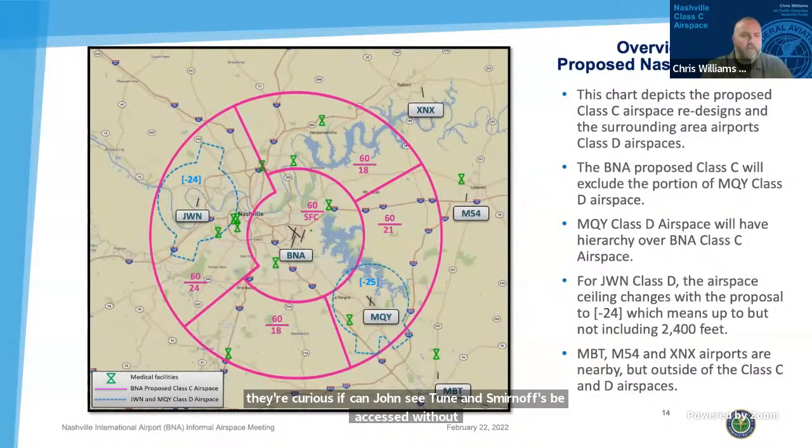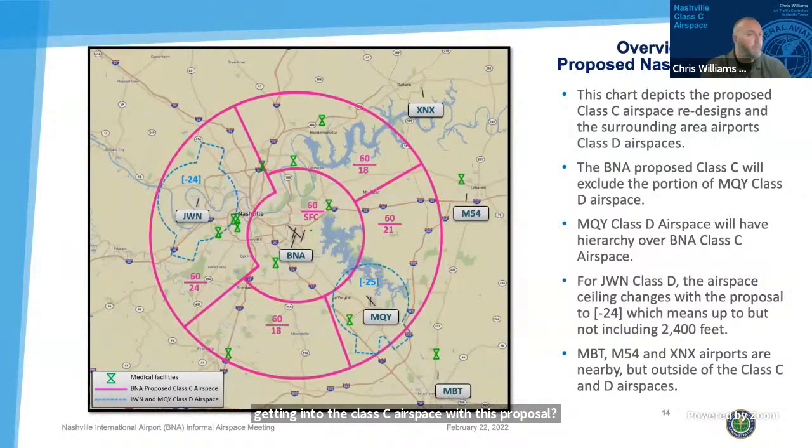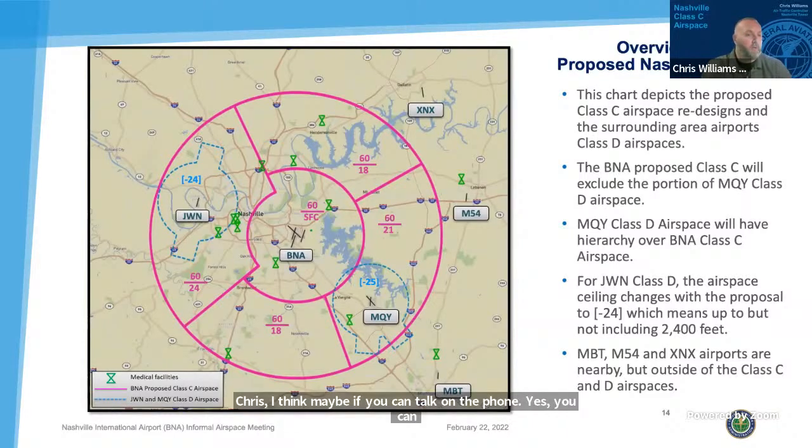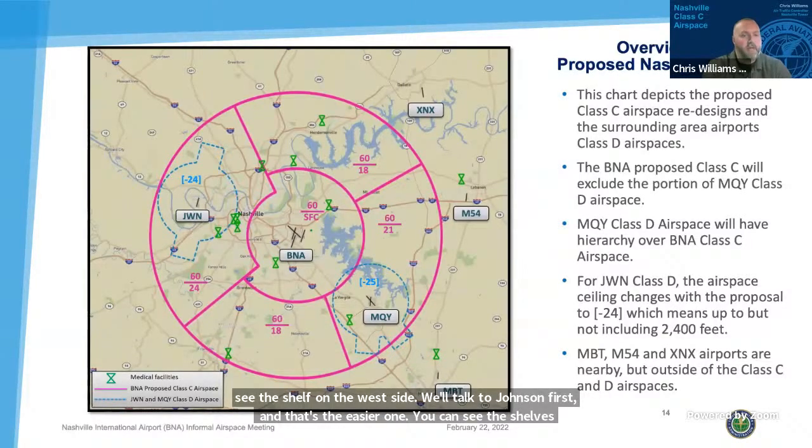Yeah, you can see the shelf on the west side. We'll talk about John Tune first, since that's the easier one. You can see the shelf is 2,400 feet. If you didn't want to call Nashville to transition, depending on where you're coming from, it's a really quick transition. You would get handed off by us to John Tune Tower pretty quick if you're only going to fly 2 or 3 miles through there. But you can just descend, don't be at 2,400 feet when you're in the Charlie. You can come across at 23.